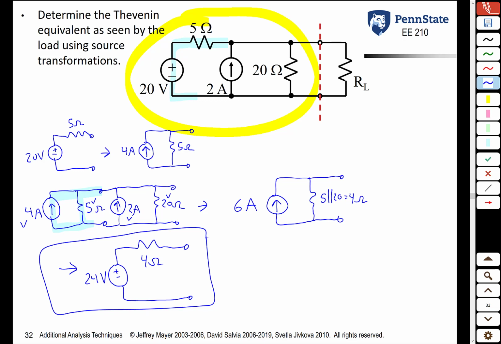The other ones you could do experimentally. You could take measurements of resistances and voltages, etc., to find the model of the Thevenin equivalent. In this case, it has to be done analytically by using the circuit diagram.